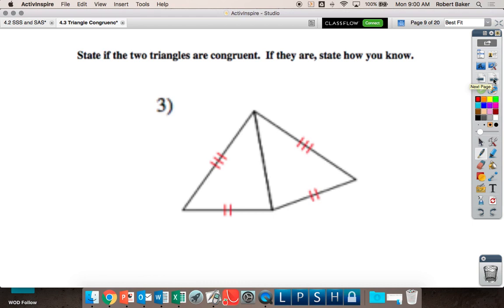What about this guy? Congruent, yes or no? Yes. What shortcut is it? It is the side shortcut. That one's pretty easy to see, isn't it? Three pairs of congruent sides. That gives you two congruent triangles.